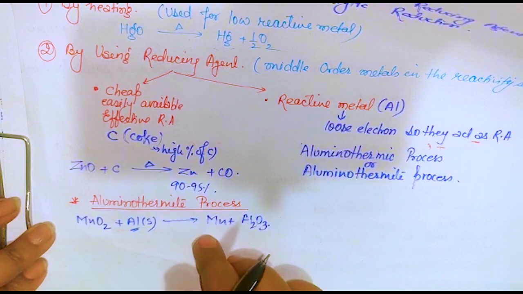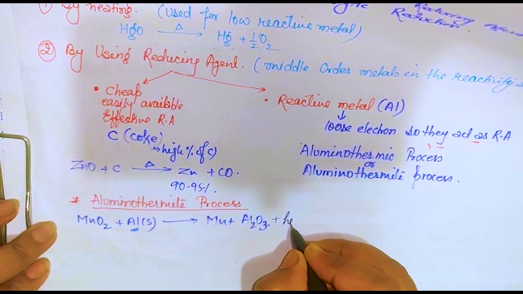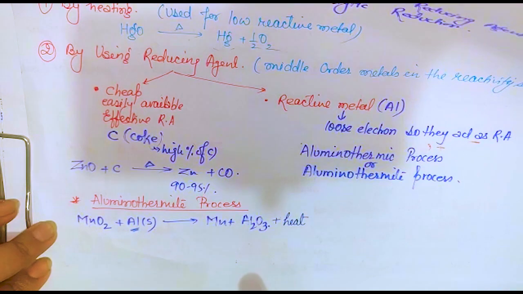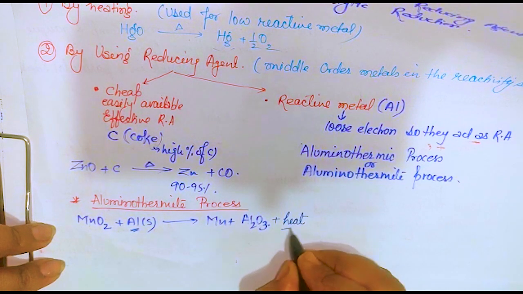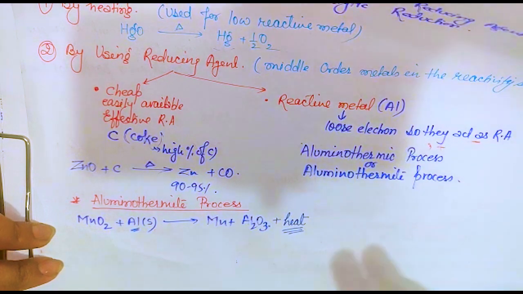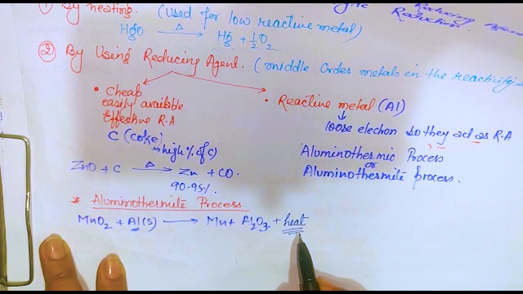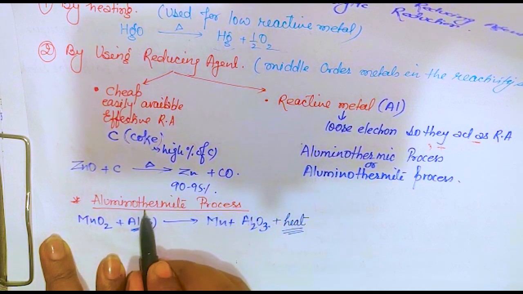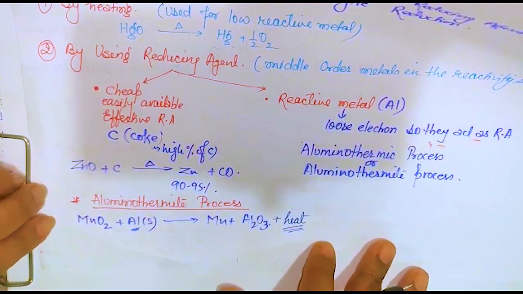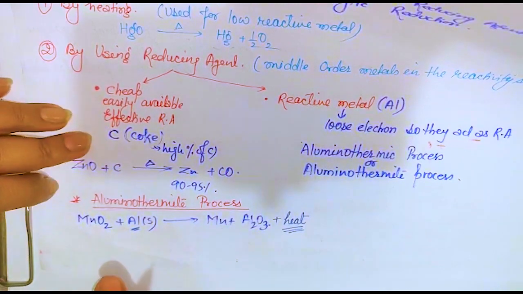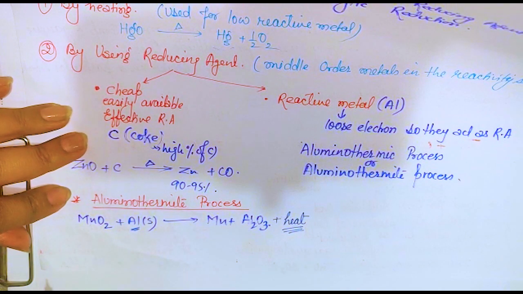Another thing is that this reaction is exothermic. That means it produces a high amount of heat. And the advantage of this method is that it is exothermic, so a large amount of heat is produced. Heat is liberated, and that is why we use the word thermite process. Due to this release of heat, we name it the thermite process. Got it?